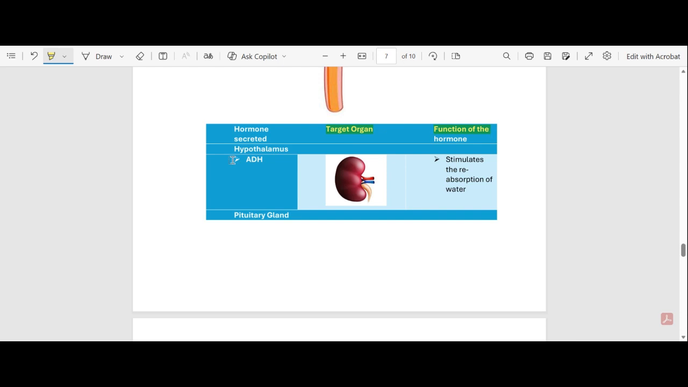Okay, so let's start with the hypothalamus. The hypothalamus secretes a hormone called ADH, which is antidiuretic hormone. What's the target organ of ADH? The target organ of ADH is your kidneys. And what's its function? It stimulates the reabsorption of water. We'll get to osmoregulation, how ADH regulates water in our body. But now we're just still dealing with different hormones and their target organs. Remember, they need to be transported somewhere by the blood.